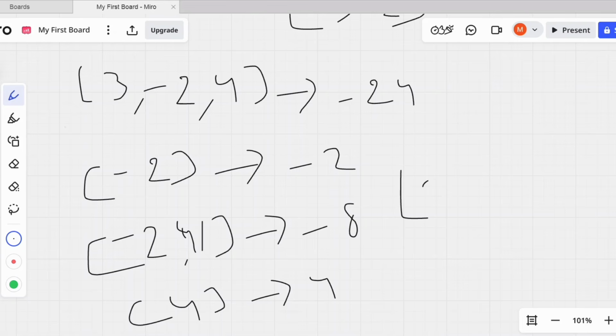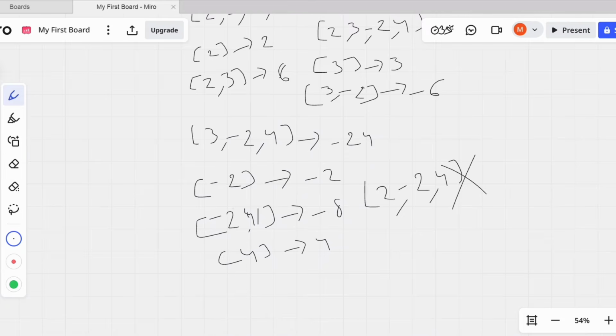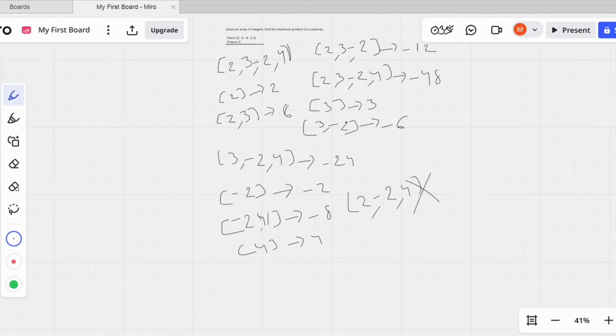Now you tell me, can I take 2, minus 2, 4 as a subarray? No, this is not a continuous part. Chalo, let's move to the actual problem. Among all the products of subarrays, the maximum product here is 6.